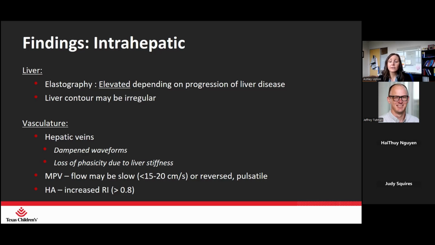So as far as the vasculature, the hepatic veins will become dampened and they'll lose their phasicity because the liver is becoming stiff and non-compliant. The main portal vein slows down or reverses. Flow velocities less than 15 to 20 centimeters per second is a sign of increased portal pressures, along with increased pulsatility. And then with stiffening of the liver, the hepatic resistive indices will also be elevated at over 0.8.